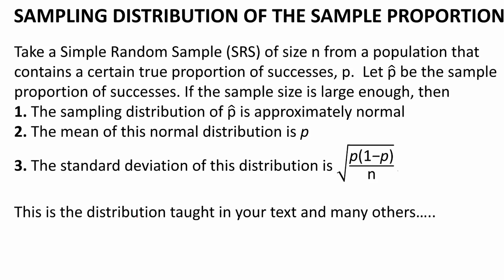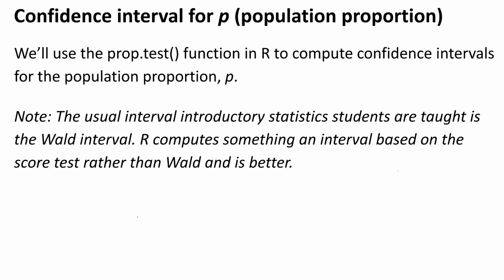All right, so we can talk about the sampling distribution of the sample proportion. We could have brought this up in the last set of lecture notes. I'll tell you why we didn't in just a minute. But a lot of textbooks and introductory stats courses use that the sampling distribution of p-hat is approximately normal, think the CLT. The mean of the distribution is the thing you're trying to estimate, p, and the standard deviation of the distribution is the square root of p times 1 minus p over n. And this is the distribution that's taught in your text and many others.